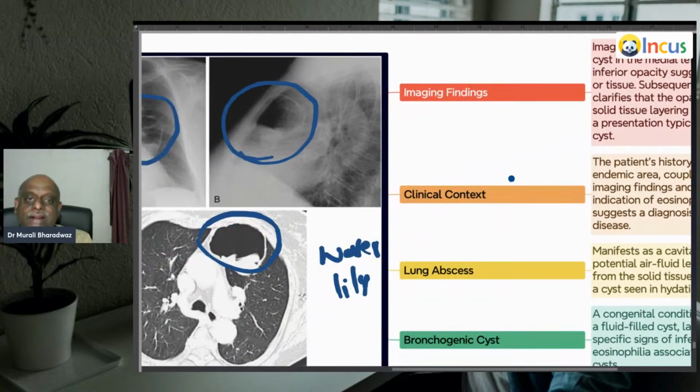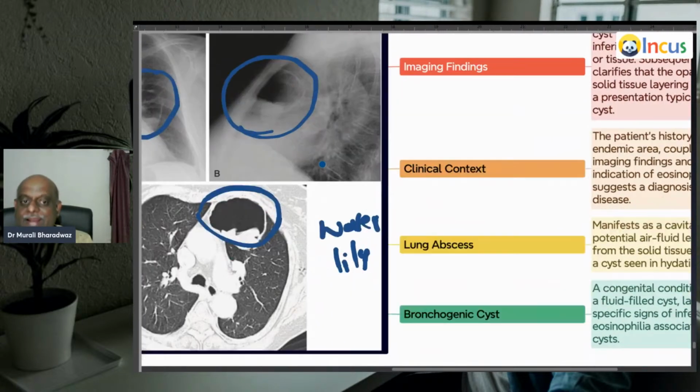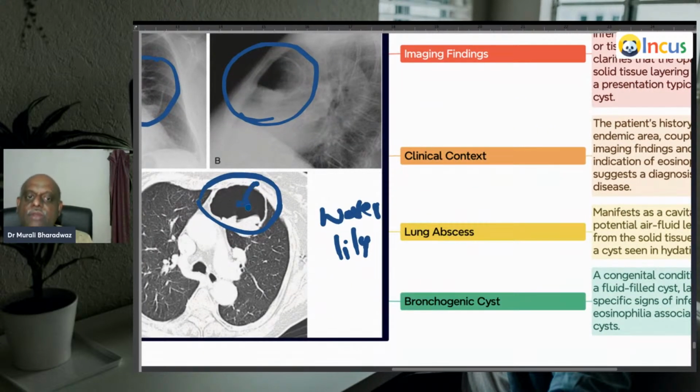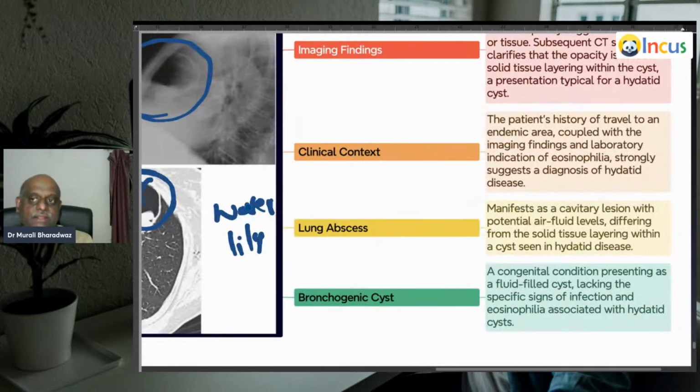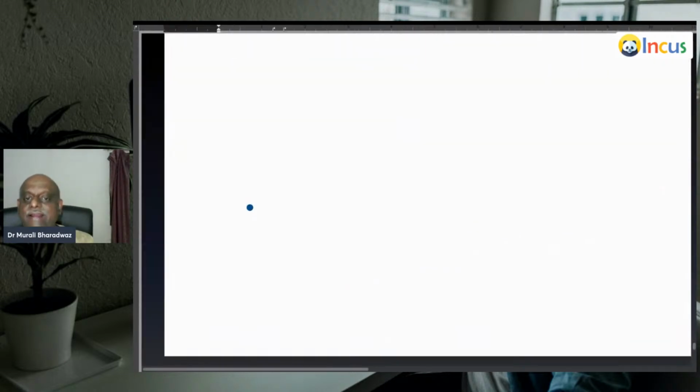So there is a solid tissue layering. A layer of tissue is what you're able to see, the water lily sign in hydatid cyst.